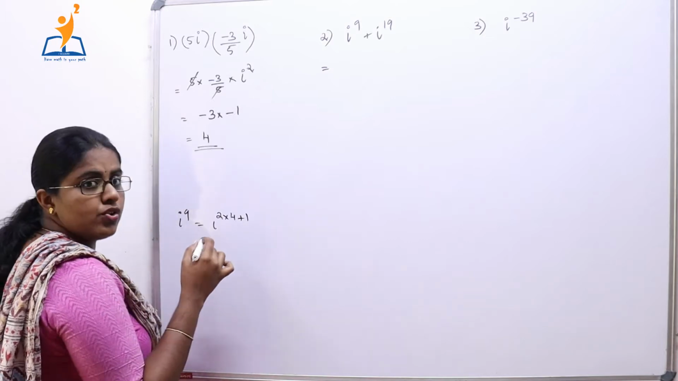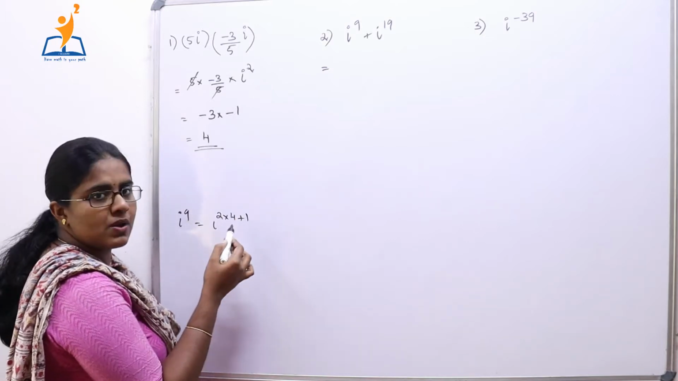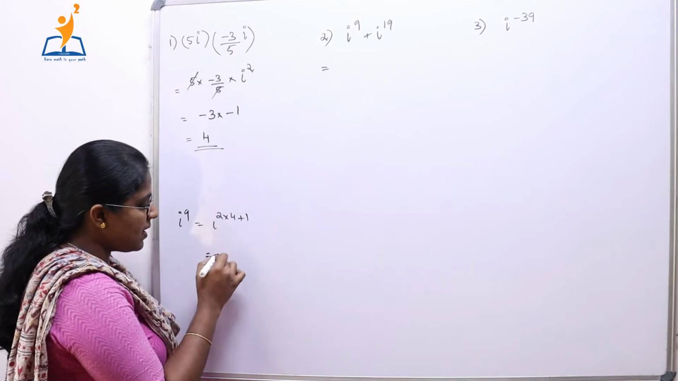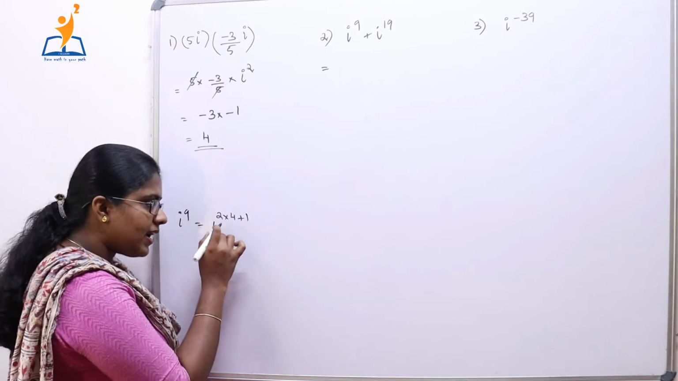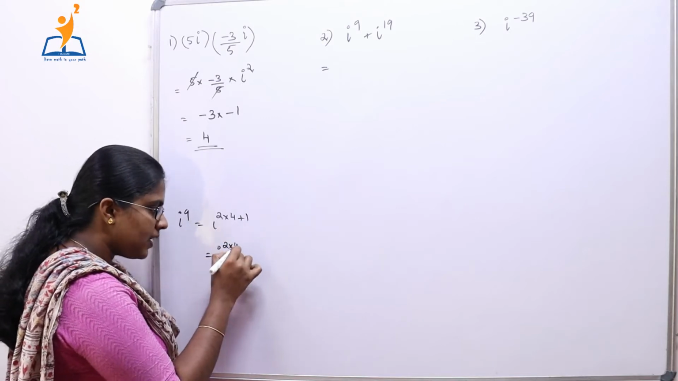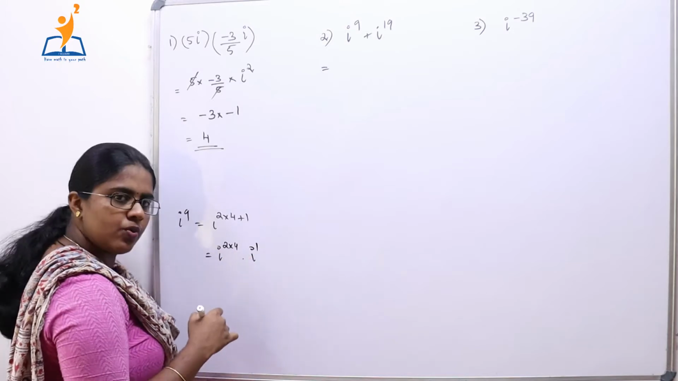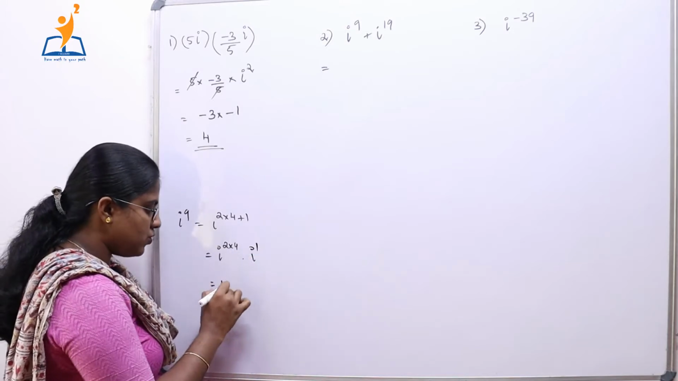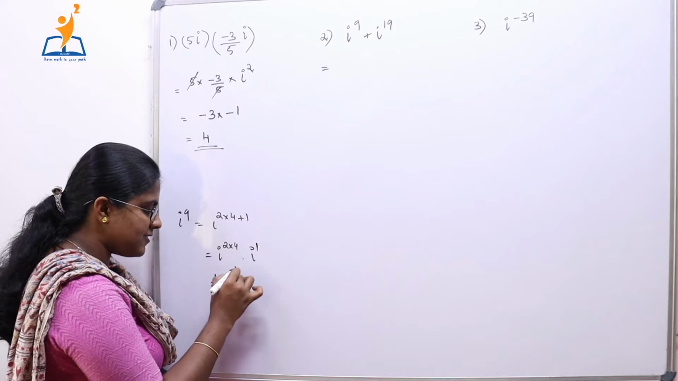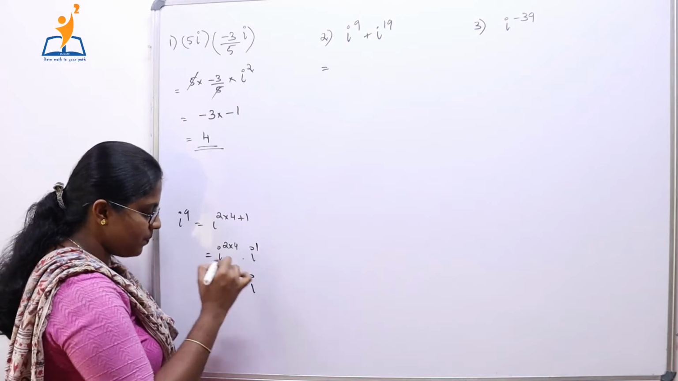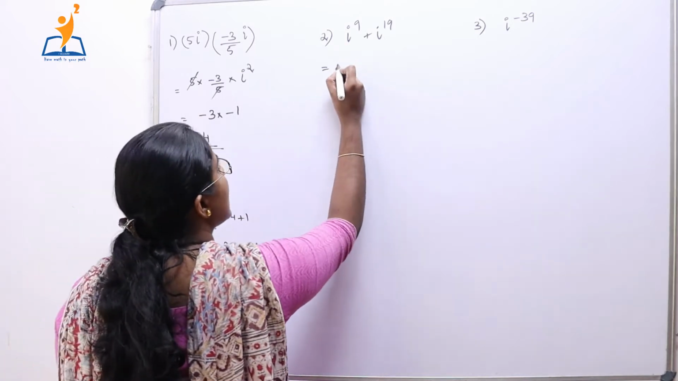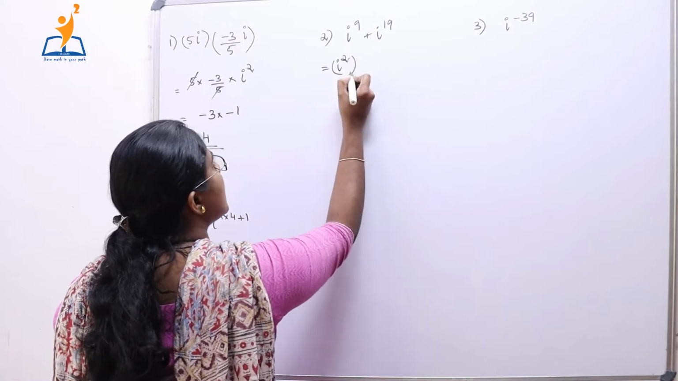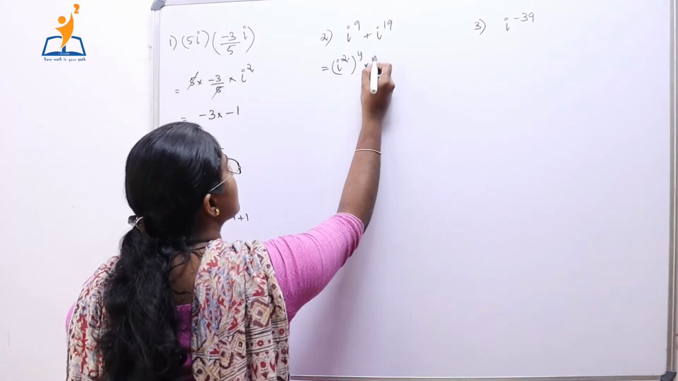i raised to 2 into 4. 2 into 4 is 8. 8 plus 1 is 9. So it can be represented as i raised to 2 into 4 into i raised to 1. And i raised to 2 into 4 can be represented as i square raised to 4 into i. So i raised to 9 can be represented as i square raised to 4 into i.